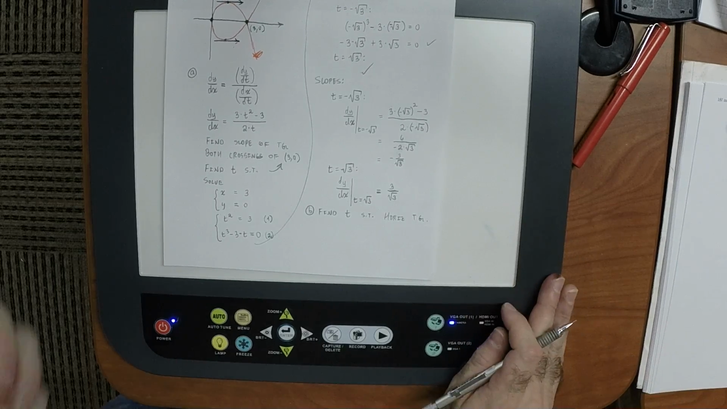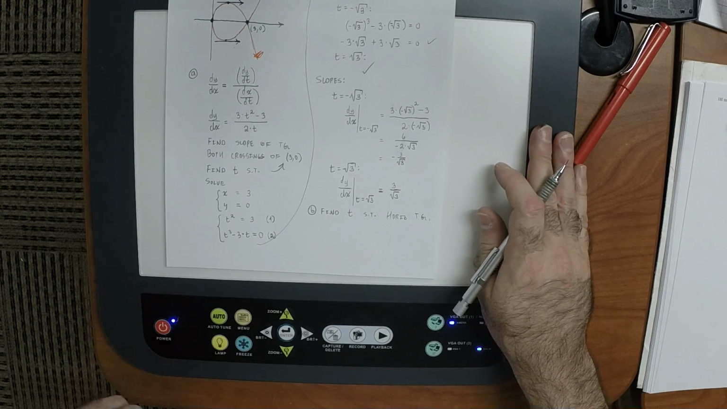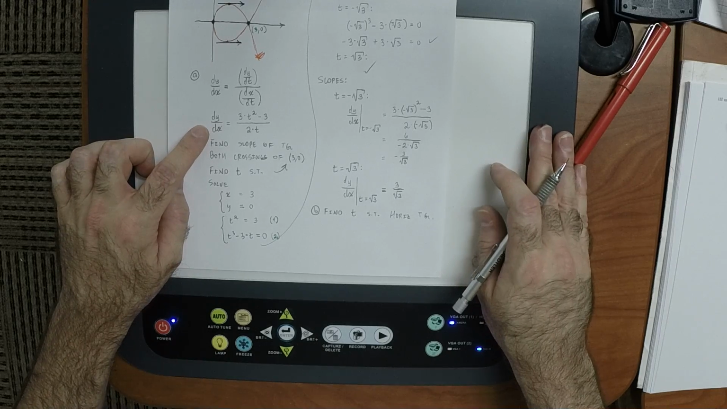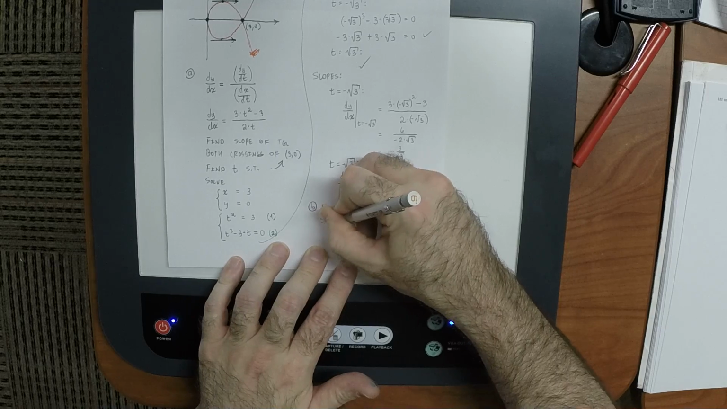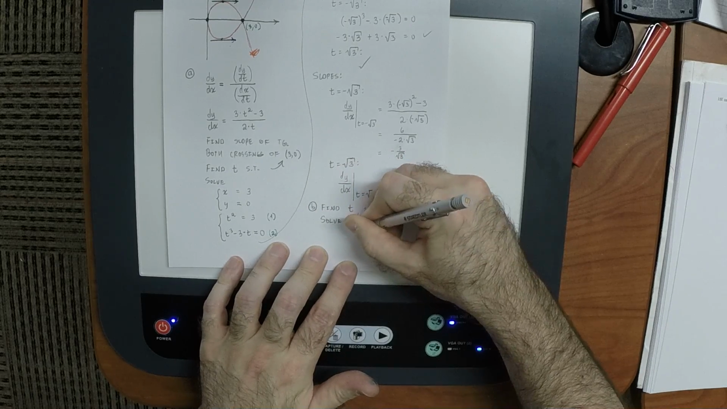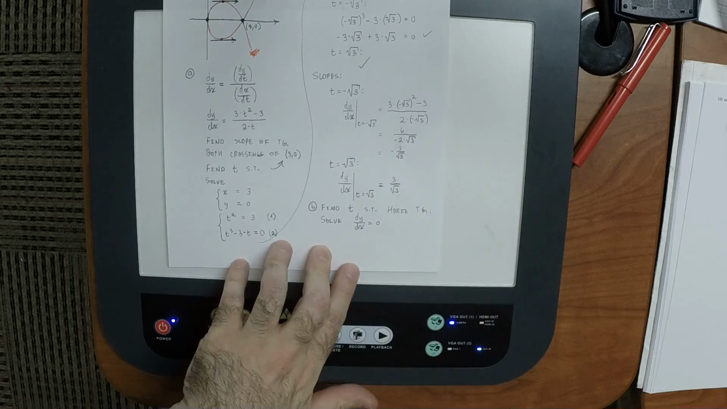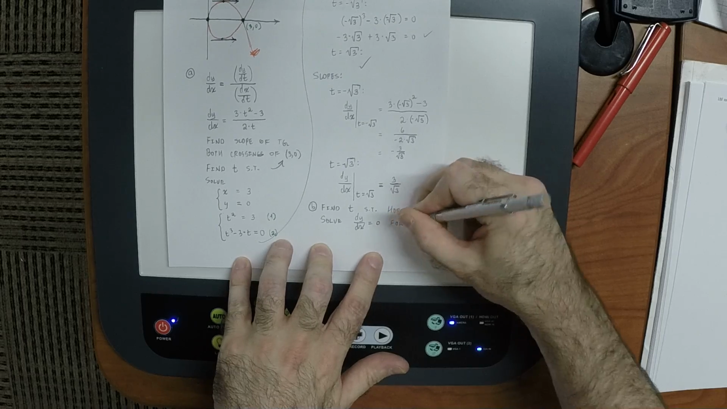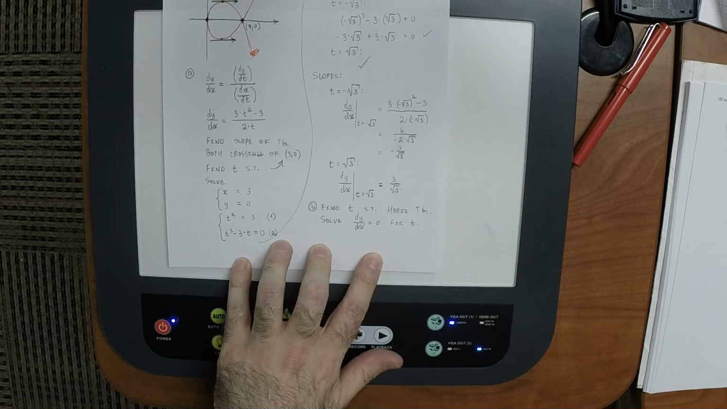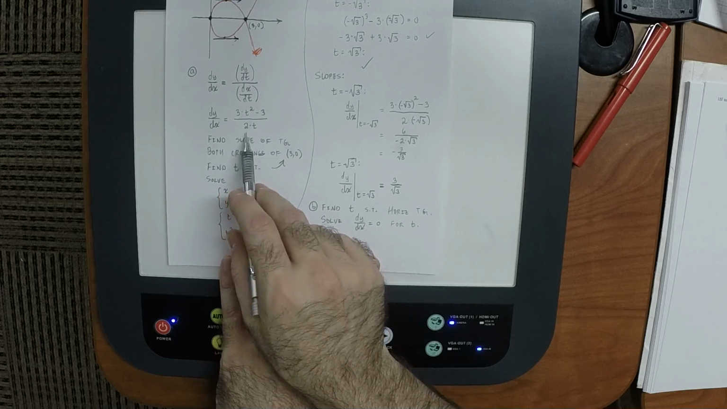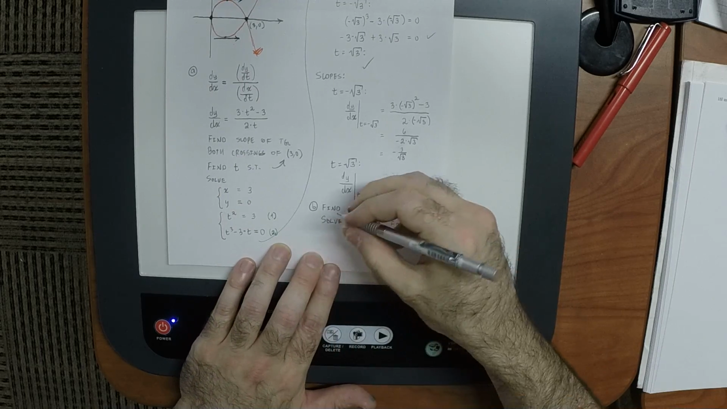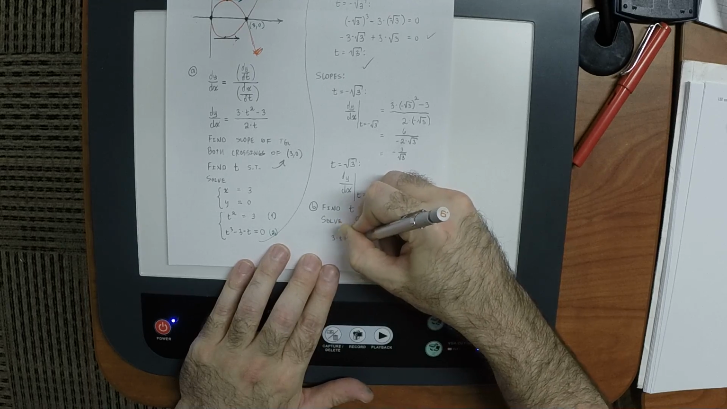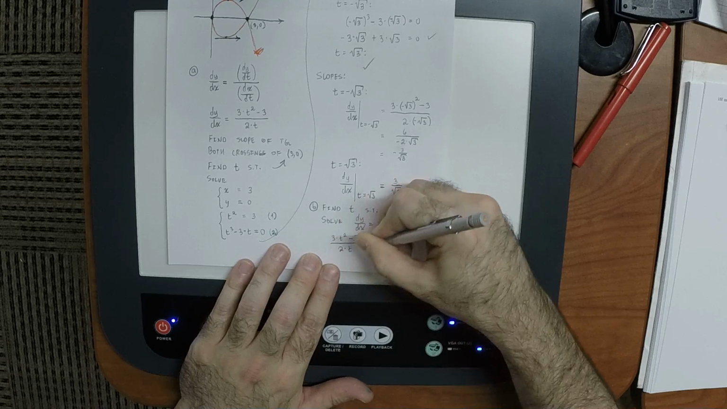So that means we need to solve an equation. What equation do we need to solve? dy/dx is what? 0. So we want to solve dy/dx equals 0, and we're going to solve for t, right? Well, luckily, we've got it there. So that would be 3t squared minus 3 over 2t equal to 0.